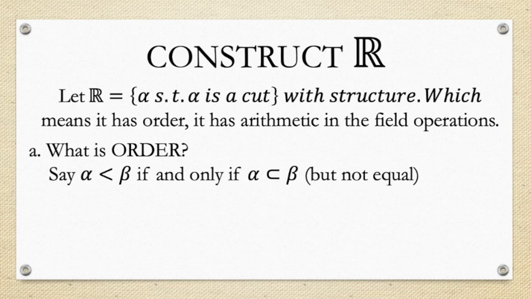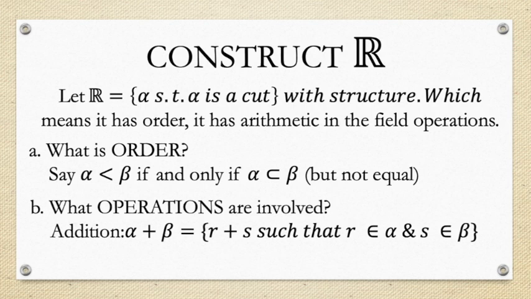So what does this mean? If we have two cuts, say alpha and beta, or collection of rationals to the left of some number, alpha is less than beta if and only if alpha is properly contained in beta but not equal. This is an order because it satisfies trichotomy and transitivity.